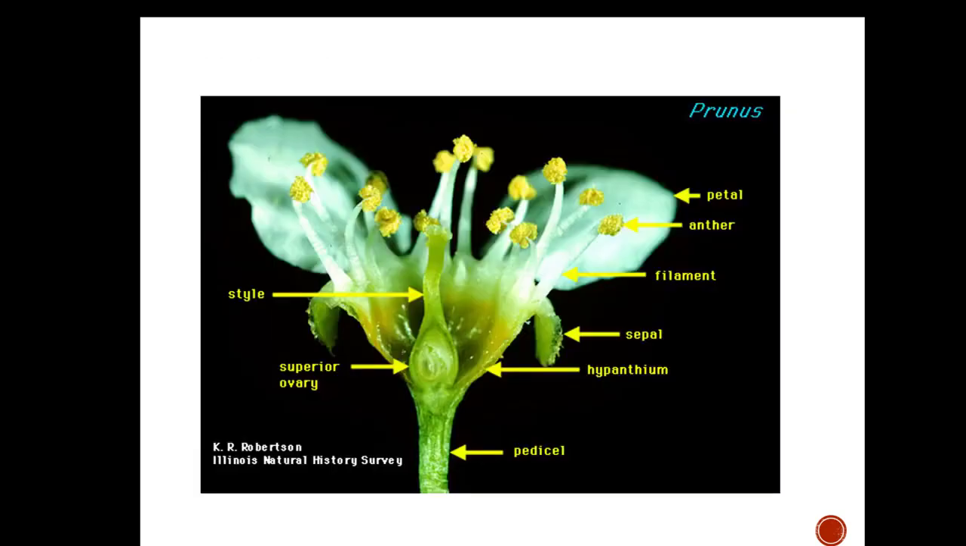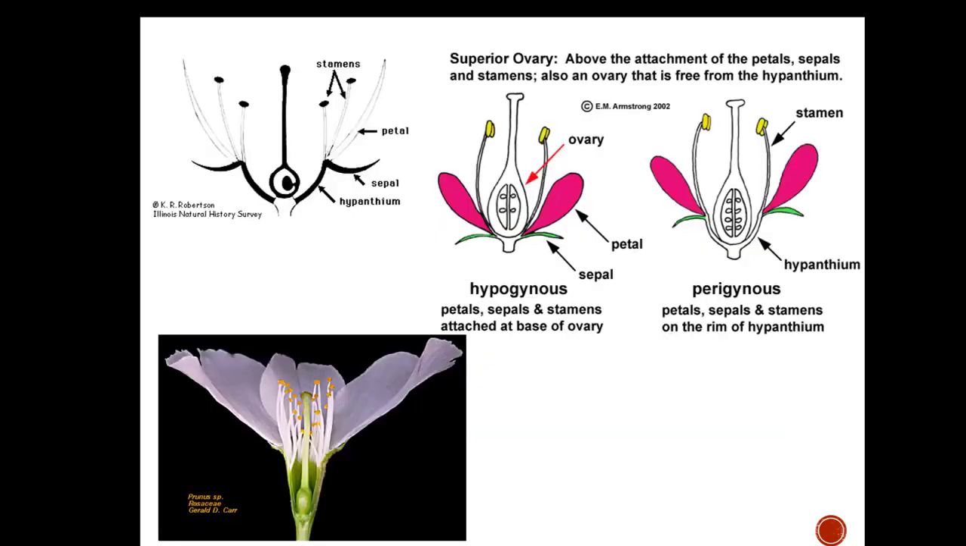Okay, here is a superior ovary, if this helps. Pedicel is just the stem of the flower. Okay, here's some more descriptions here. So the superior ovary is above the attachment of the petals, sepals, and stamens. It's also an ovary that's free of the hypanthium, which is the area below the flowers.